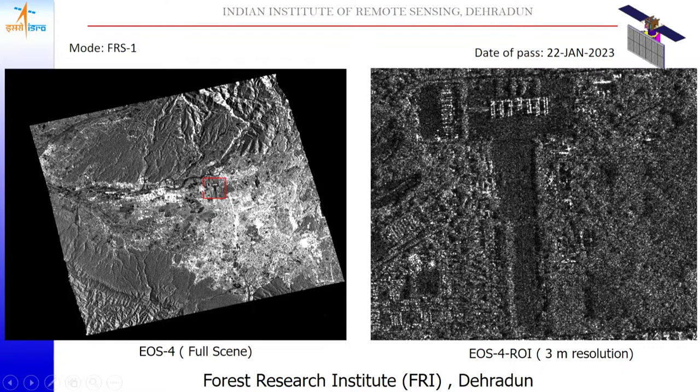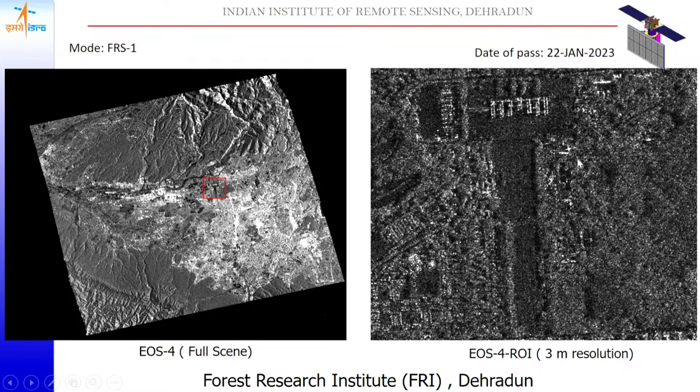Dehradun. So you can see here the buildings. This is the normal building. In this image you can see all the brighter returns. It is a full image, a full view, so it is coarser here, and this area is presented at the actual 3 meter resolution.